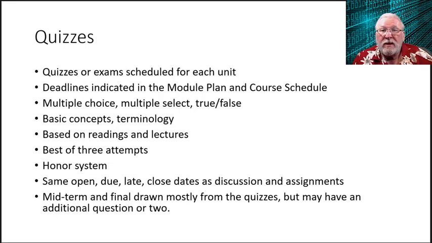There will be quizzes scheduled for each unit, except for the units of the midterm and final exam. The quizzes are short, usually between 15 and 25 multiple choice, multiple select, true-false questions. These cover terminology and basic concepts, mostly drawn from the text. You'll be graded on the best of up to 3 attempts, and the grading system is the typical 90 to 100% an A, 80 to 89 is a B.